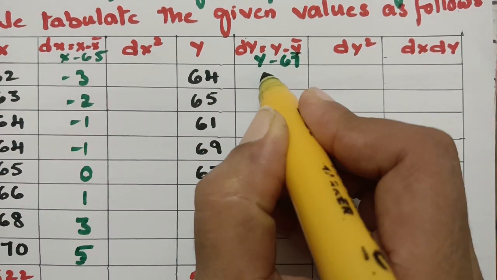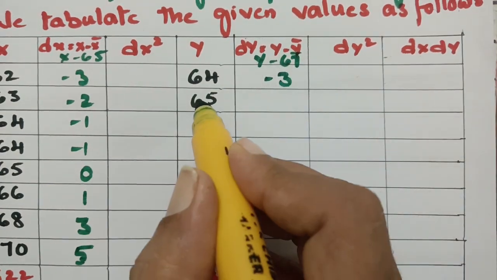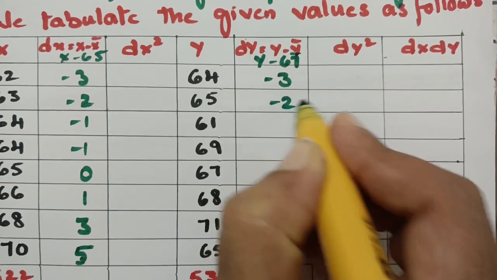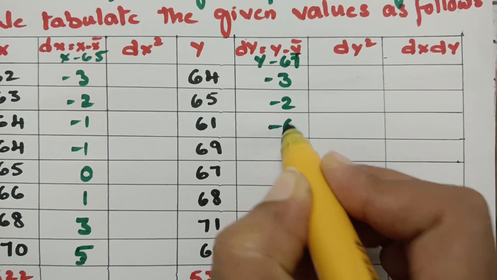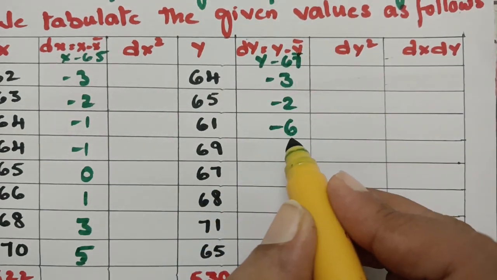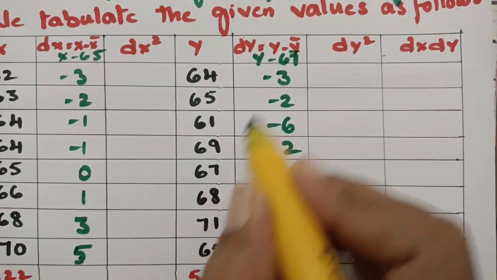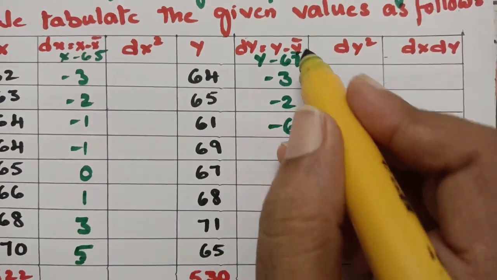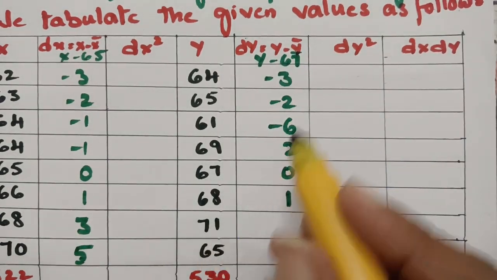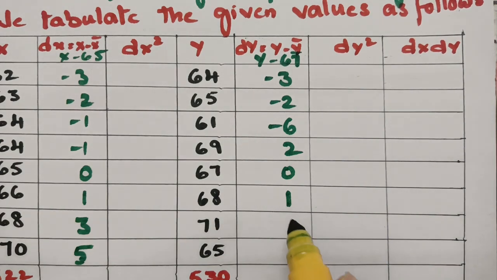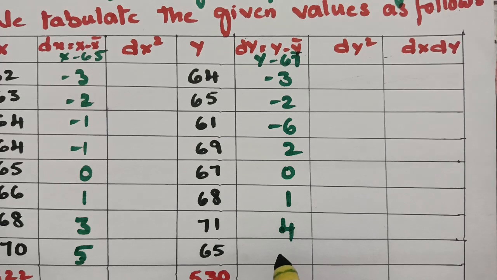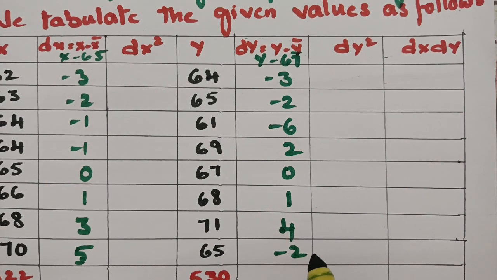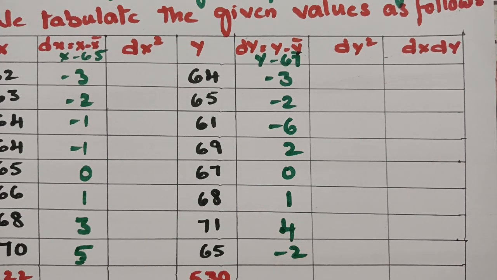64 minus 67 will be minus 3. 65 minus 67 is minus 2. 61 minus 67 is minus 6. 69 minus 67 is 2. 67 minus 67 is 0. 68 minus 67 is 1. 71 minus 67 is equal to 4. 65 minus 67 is equal to minus 2. Clear?